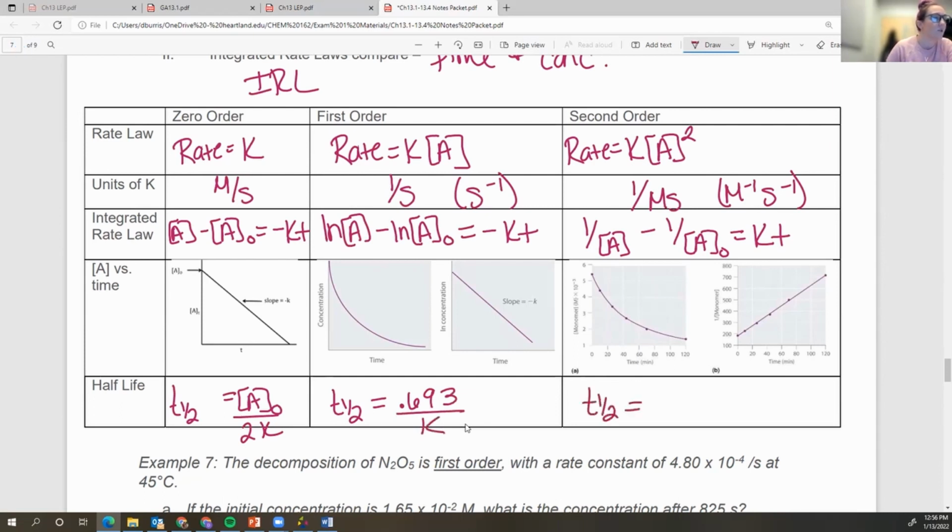And in a second order relationship, the half-life would be, oh, that was supposed to be a K. Sorry. K times T plus 1 over A naught. Most of the time, you're just going to see the first order one for half-lives. But I just wanted to give you the equations in case you needed them.